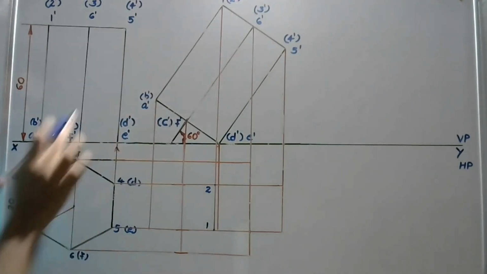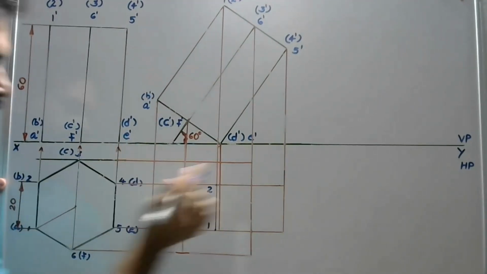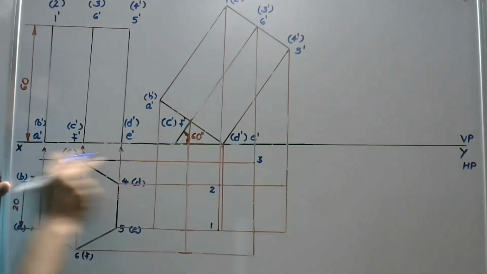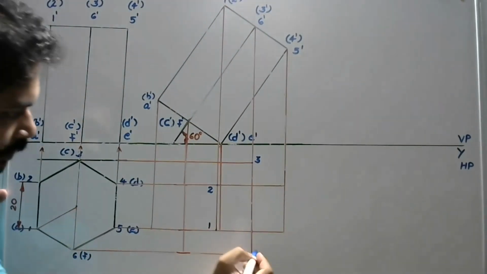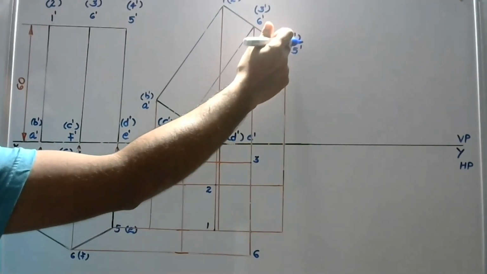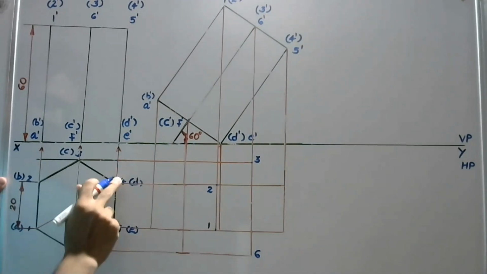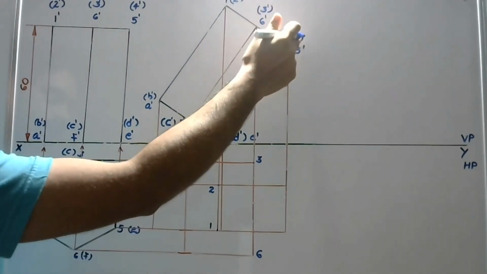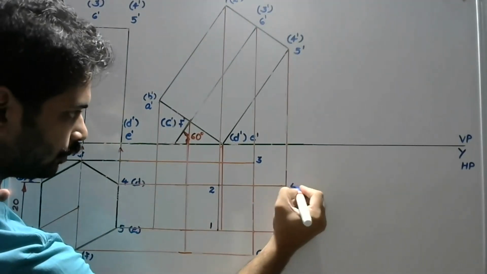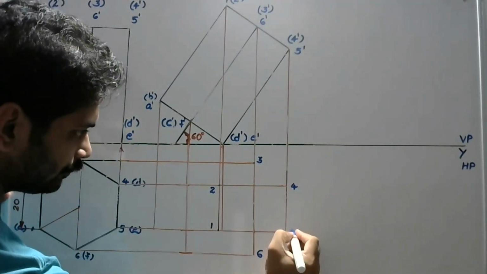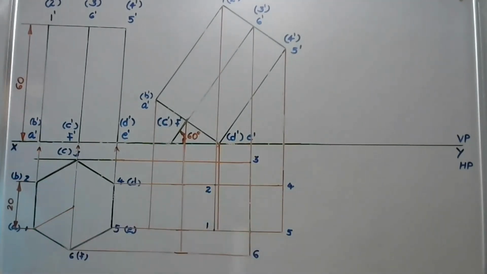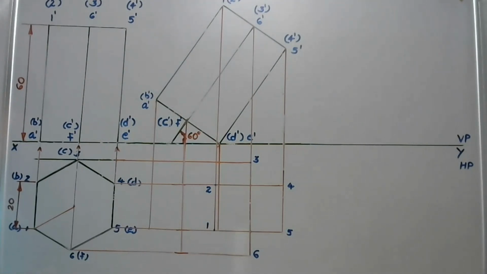Next, 3 dash, 6 dash. 3 is here. So this is the meeting point of 3 dash 3. Then 6 dash 6. Last point, 4 dash 5 dash. So this is 4. This is 4 dash. 4 dash projected downward. 4 projected right side. This is 4 and this one is 5. So we got the complete top hexagonal surface.